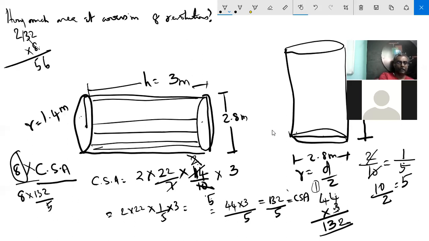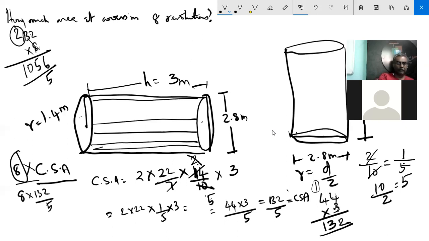Then 18 is 9 and 25. 1 into 8 is 8, plus 2 is 10. So it is 1056 by 5.